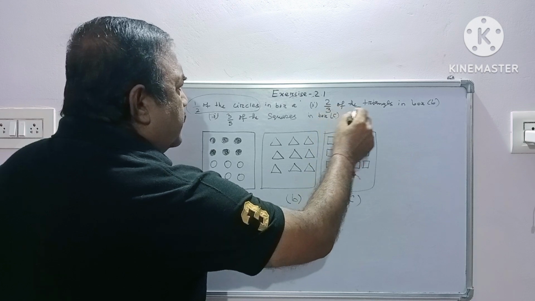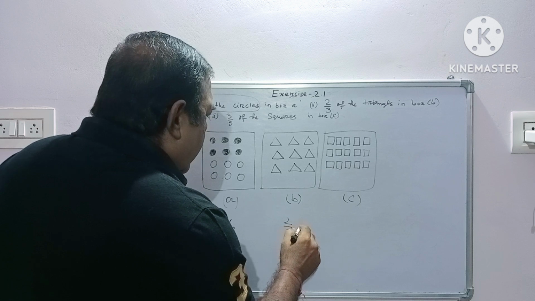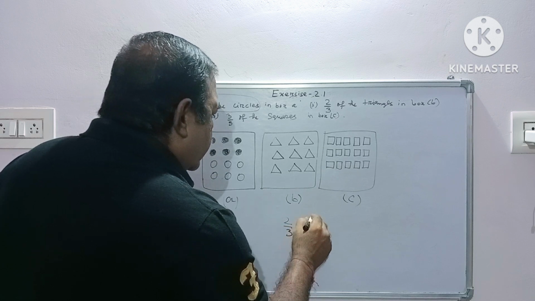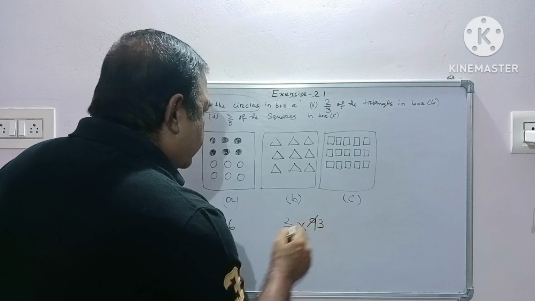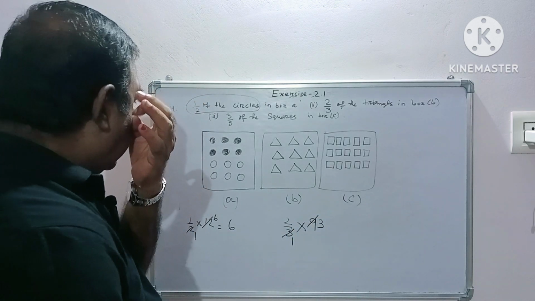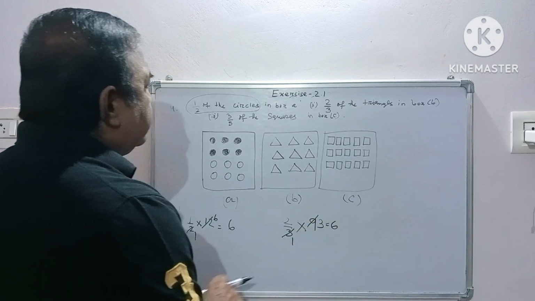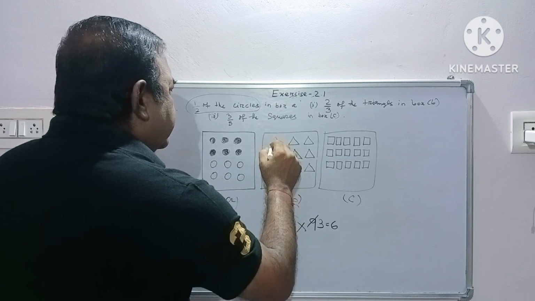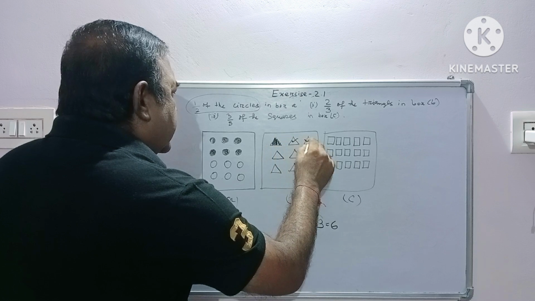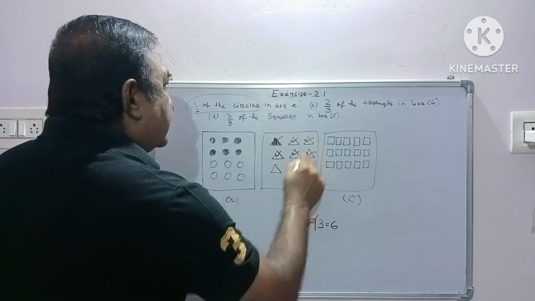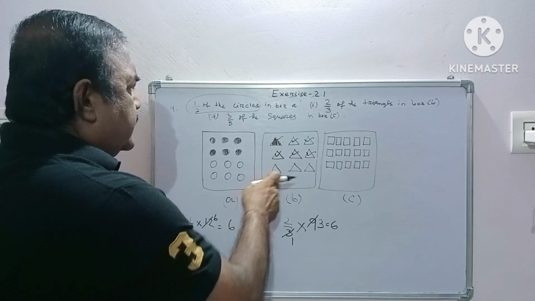So 2 by 3 of the triangles. So number of the triangles is 9. So 2 upon 3 of 9, of means into. So there are 9 triangles. 3 1 is 3, 3 3 is 9. Okay? So that is, you have to set 6 triangles. You select any 6. If I do like this, this one, this one, this one, this one, this one, this one. So this is the 2 by 3 of the triangles present in box B.